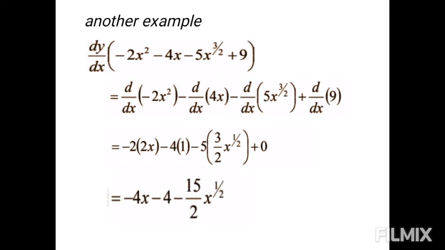So we have negative 2 times 2x is negative 4x, minus 4 times 1 is 4, minus 5 times 3 halves x raised to 1 half is equal to 15 over 2 x raised to 1 half. So this will be our derivative, the final answer.